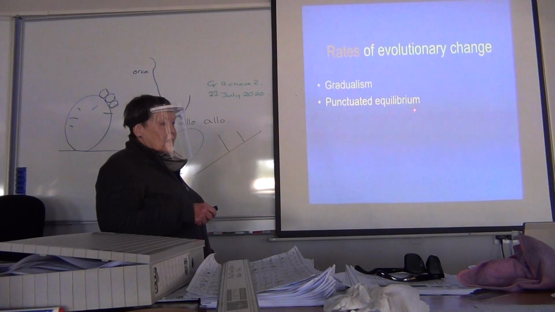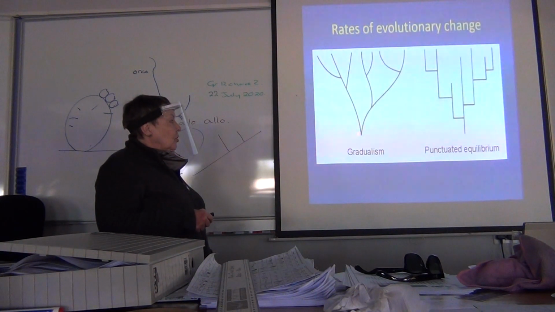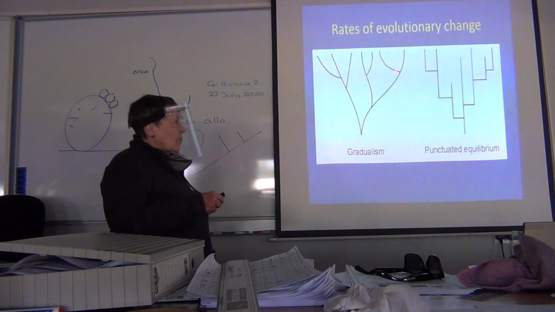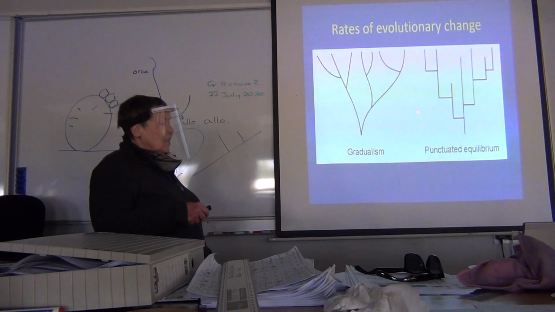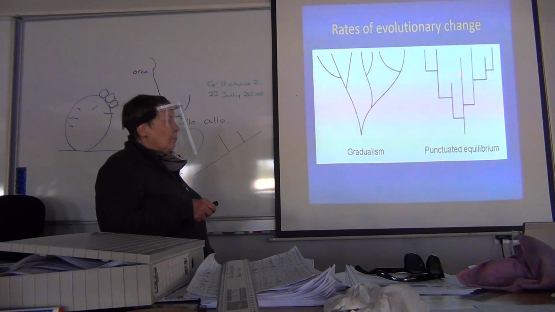Rates of evolutionary change, and this relates to anagenesis and cladogenesis. Gradualism and punctuated equilibrium. Okay. So gradualism is mostly by anagenesis. Punctuated equilibrium is by cladogenesis. It's more in a very short period of time. There's quite a lot of speciation.